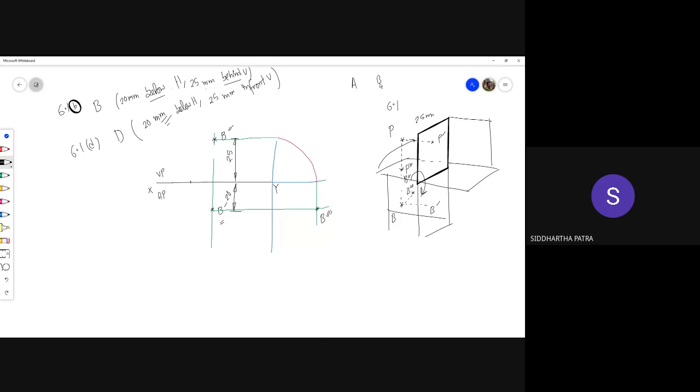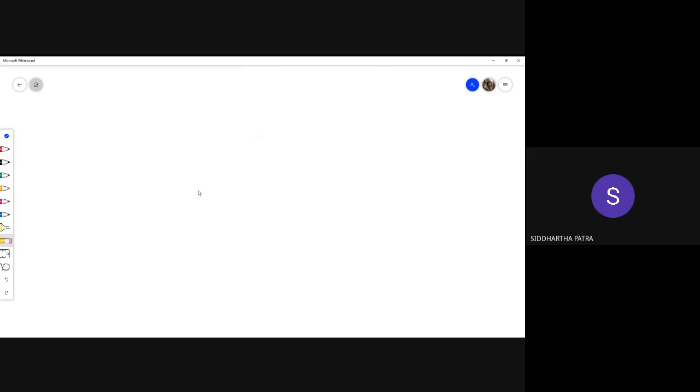Now let's try to draw this point D over here. Try to project point D over here. So as we said, 6.1D. D is 20 mm below H and 25 mm in front of V.